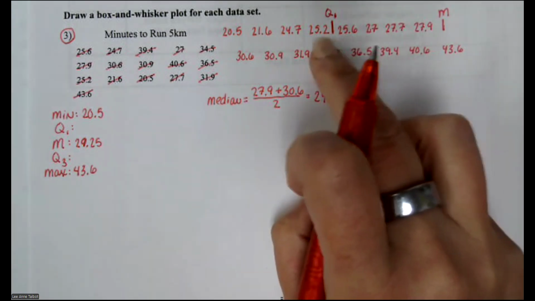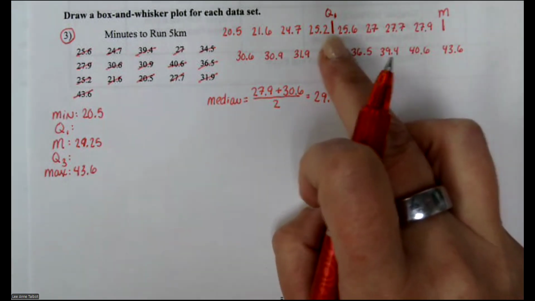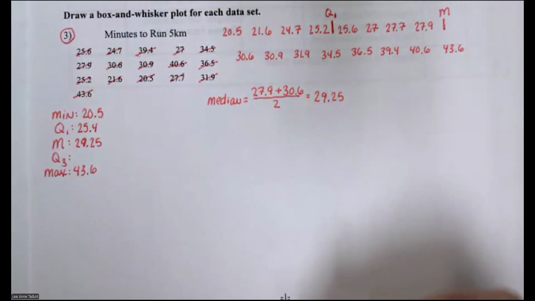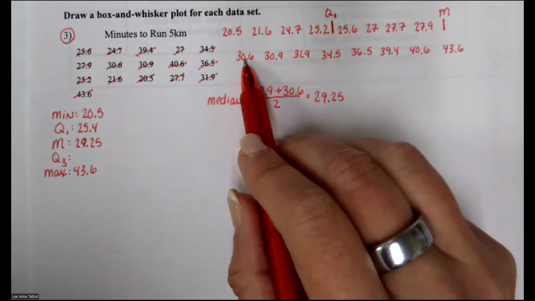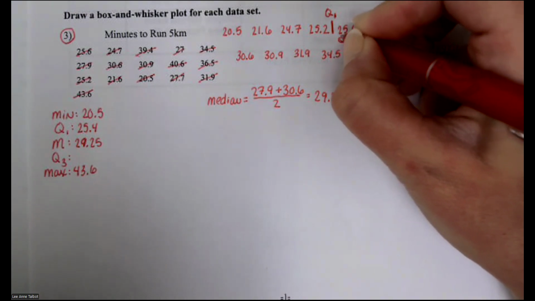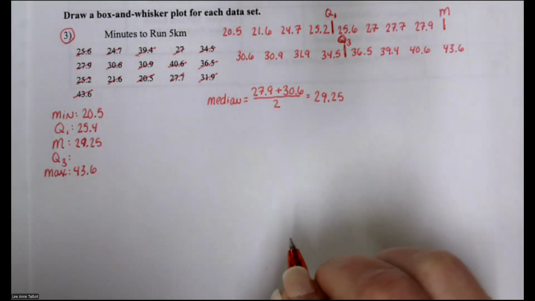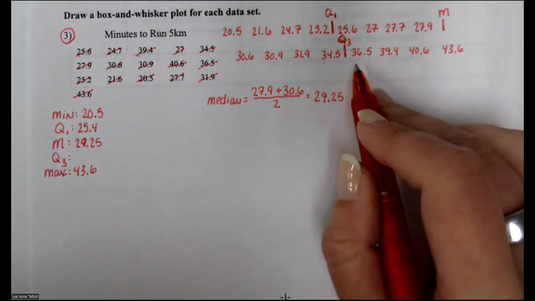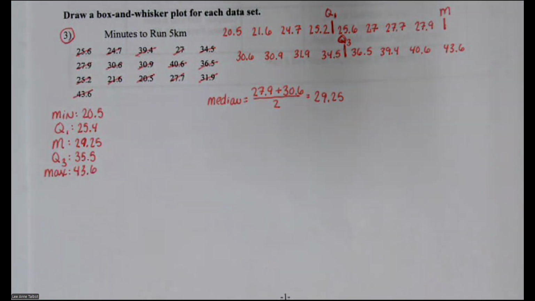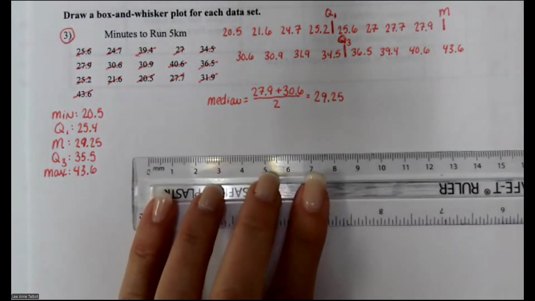What number is in between these two? Do we need to do an average or can you do it in your head? 25.4, beautiful. Okay, and then quartile 3 will be in between these two. What's in between 34.5 and 36.5? 35.5. Okay, so now we have the information we need to make the box plot and use the ruler again.